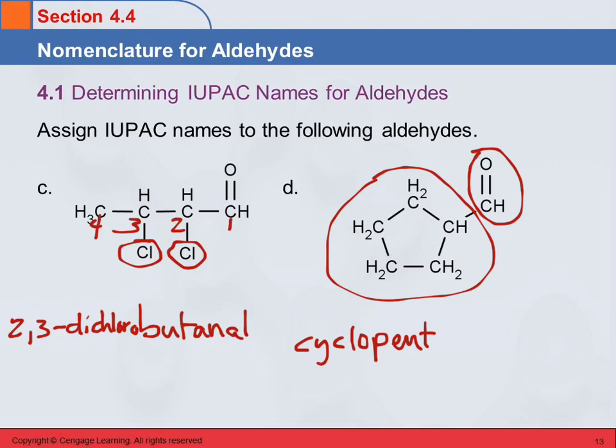I think it's pentane as opposed to cyclopentyl. Let me just double check. Yeah. Cyclopentane is the name of the ring. It's not named as an alkyl group. Cyclopentane carbaldehyde, all together is one word. I don't think we'll run into those very often, but there they are. Any questions?